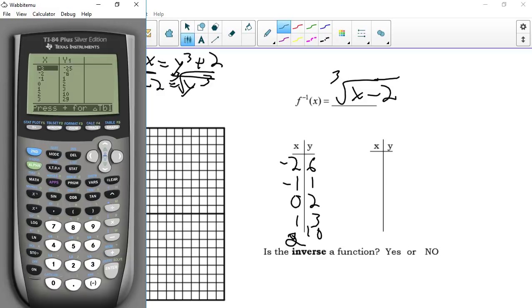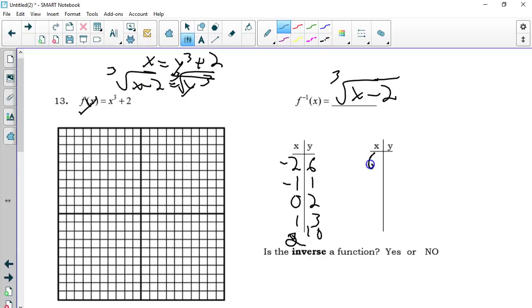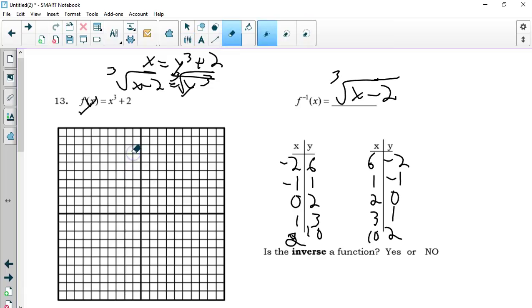Okay? Now, for the inverse, we're just going to do negative 6, negative 2, 1, negative 1, 2, 0. We're just switching x and y, which is how we started this problem, actually. And there you go. Now we're going to graph these. So, negative 2, 6. Sorry, that should be a negative 6. My mistake. That's a negative 6 right there. So, negative 2, negative 6.